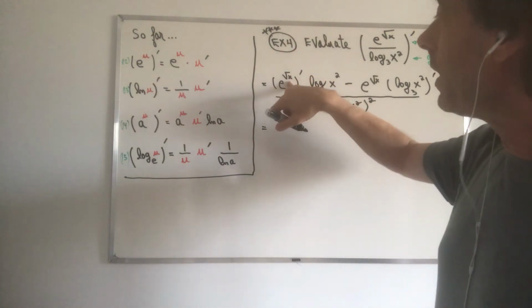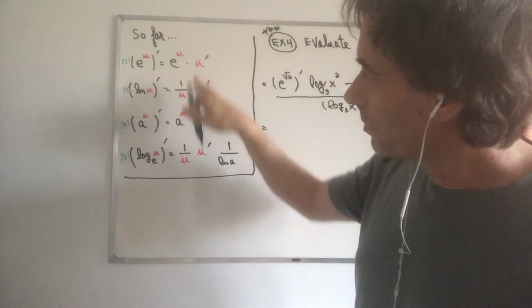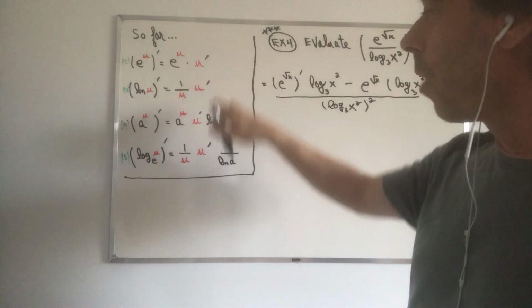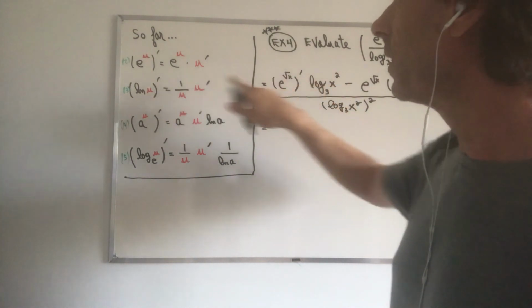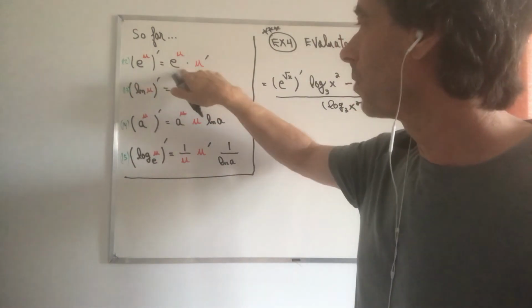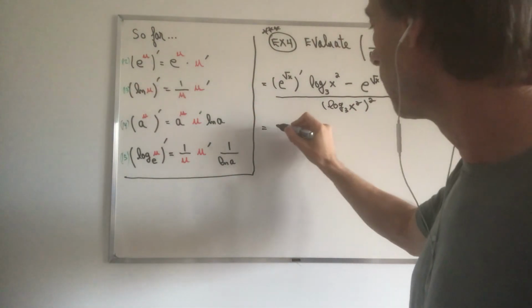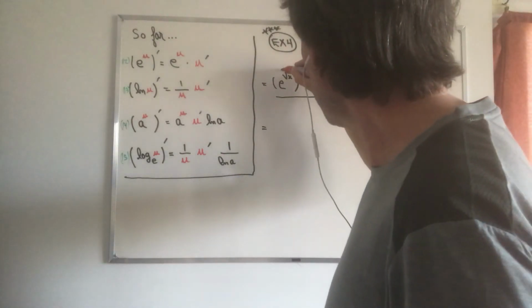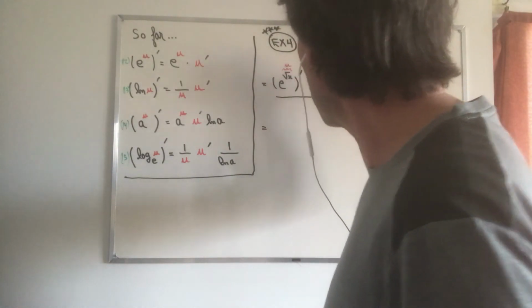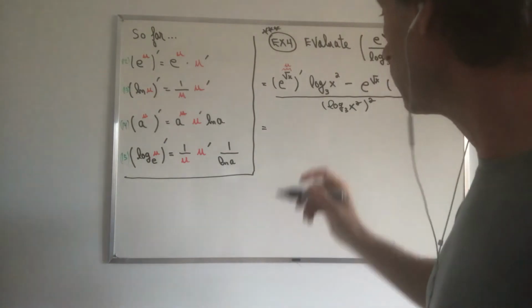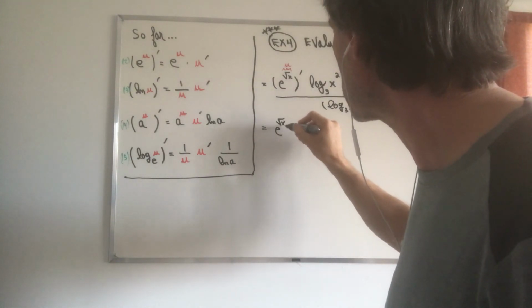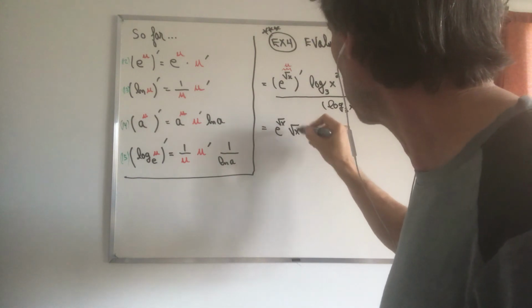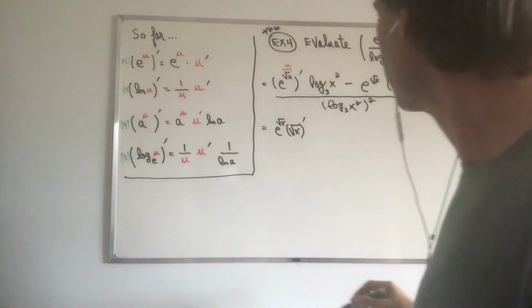How do I derive e to the root x? So now you have to look at your list and think, okay, one of these fits the bill. What is this one? E to the something. Aha, e to the u. So the derivative is e to the u prime. And of course, it goes almost without saying, this is my u. So this goes: e to the root x times root x prime.